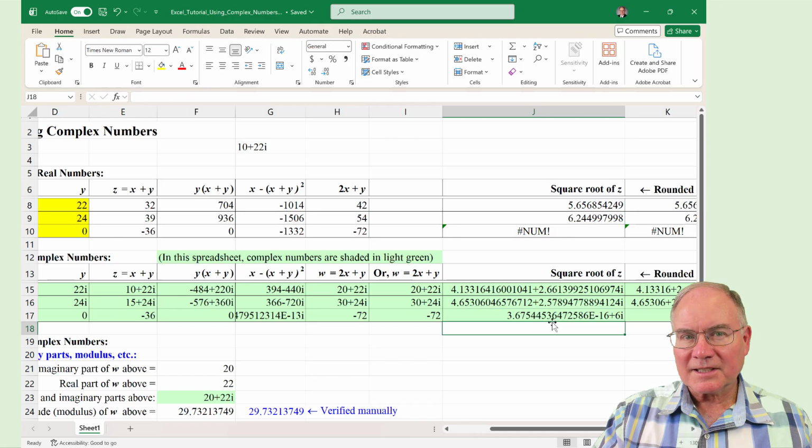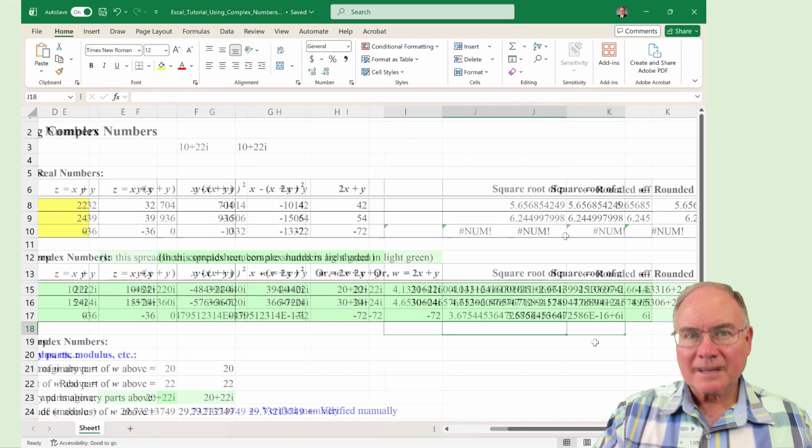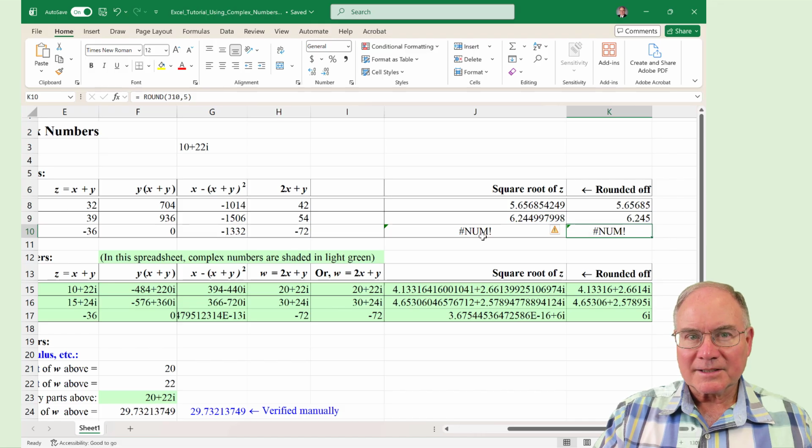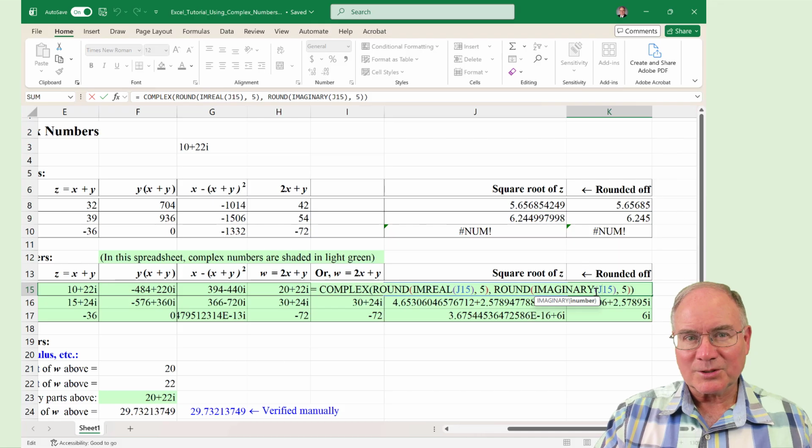For some reason, it doesn't give exactly 0 as the real component, but it gives 6i as the imaginary component, which is correct. Rounding off is simple with real numbers. You just say ROUND and then the value, this cell, and how many digits you want. Of course, that doesn't work when Excel gives you this error. With complex numbers, this gets a little tricky.